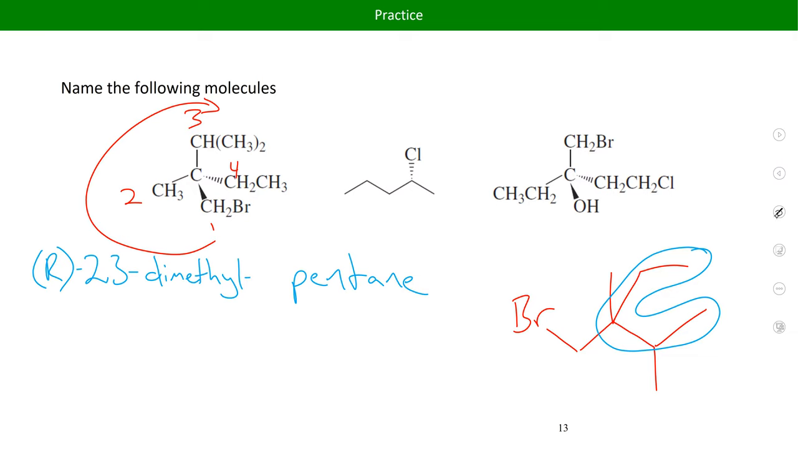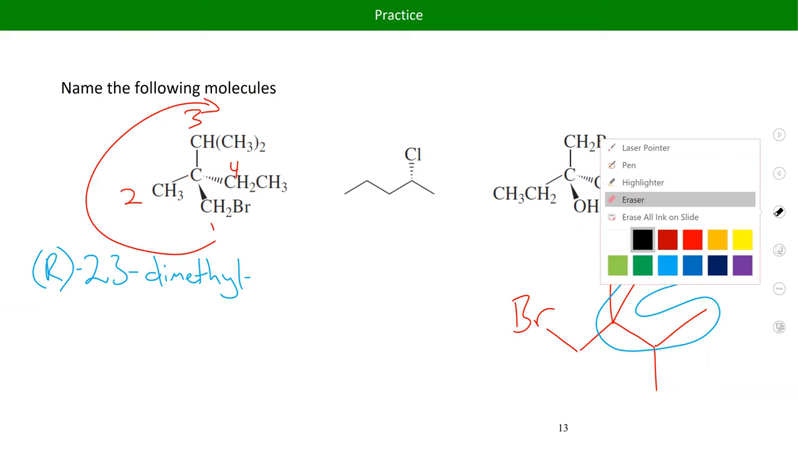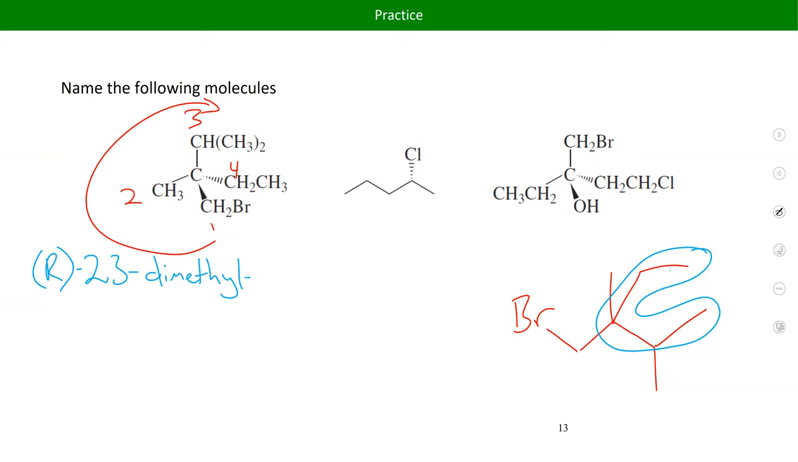What do we do with this other group here? Three, parentheses. Bromomethyl. The three has to go outside the parentheses, otherwise you're saying you're putting something on a different carbon within the branch. We're saying where the whole branch is on carbon three. Pentane. R-2,3-dimethyl-3-bromomethyl-pentane.